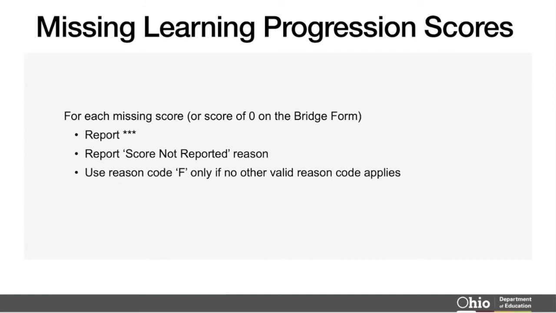So whether you have an N rating or a missing rating, in EMIS, you will have to enter **** and then a reason code for that score not reported. There is one reason code, F as in Frank, and we encourage you to only use that option if no other valid reason code applies.